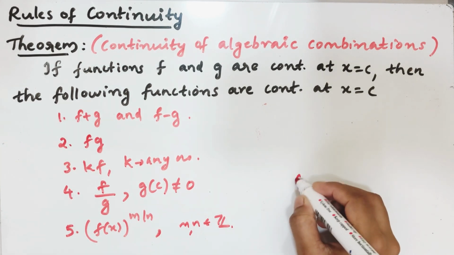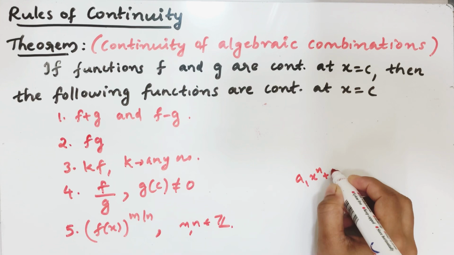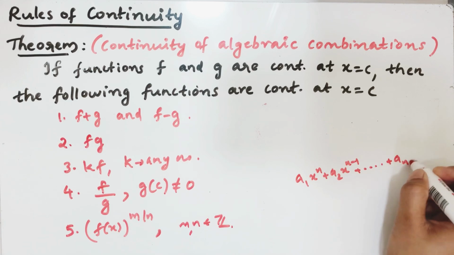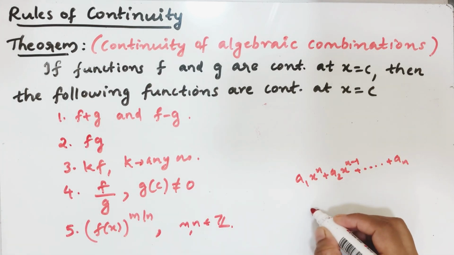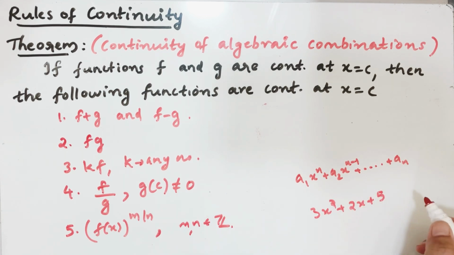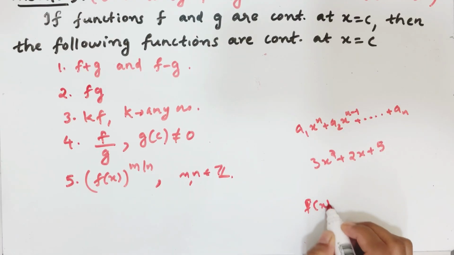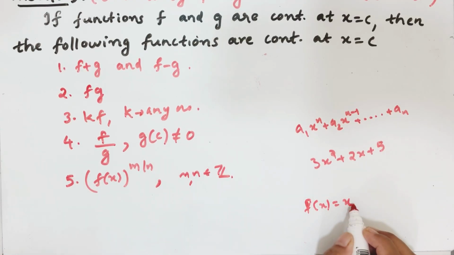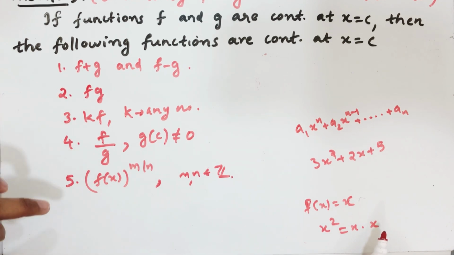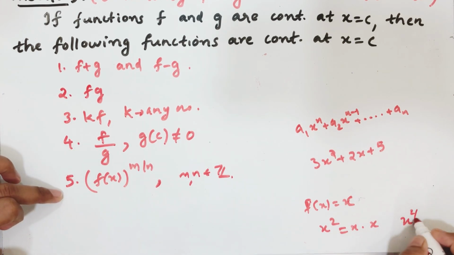Polynomial functions are of the form a1 x raised to n plus a2 x raised to n minus 1 plus etc., plus some a. Or we can take a second degree polynomial, say 3x square plus 2x plus 5. Here f of x equal to x is the identity function, which is continuous. So x square is also continuous. x square is x into x using the second property, or x raised to 2 by 1 using the fifth property.